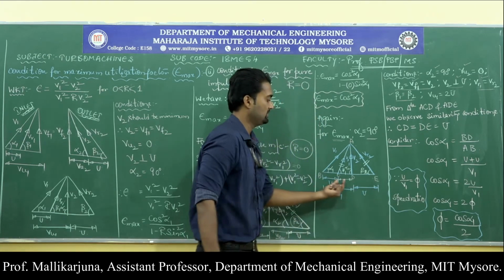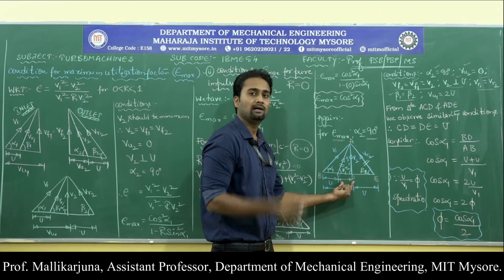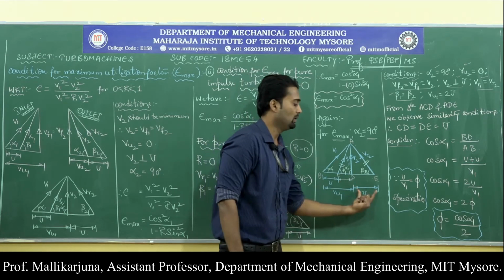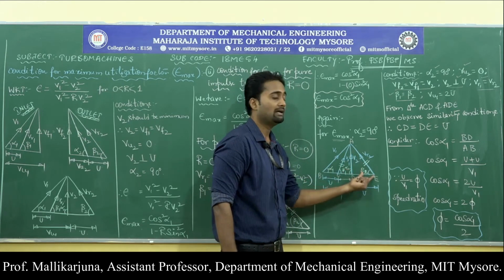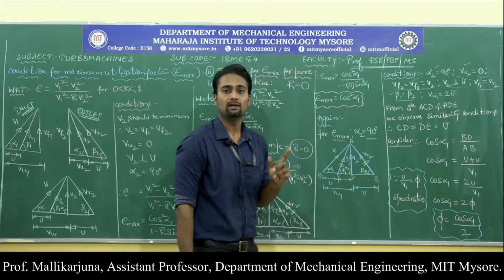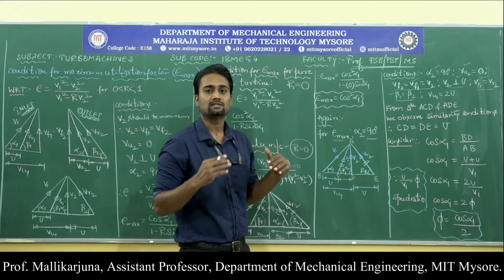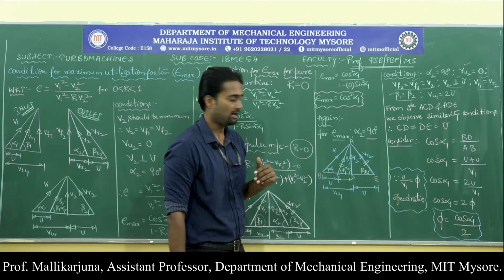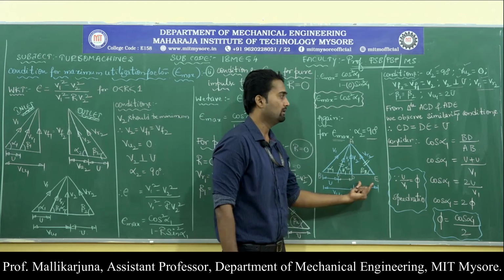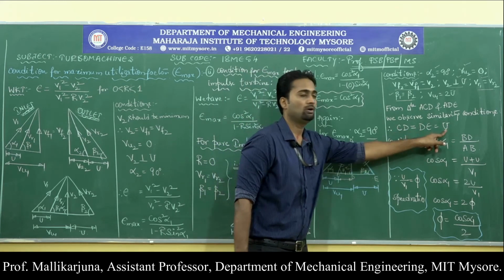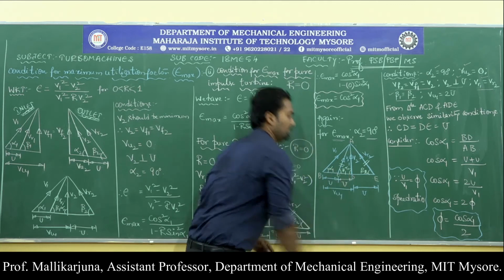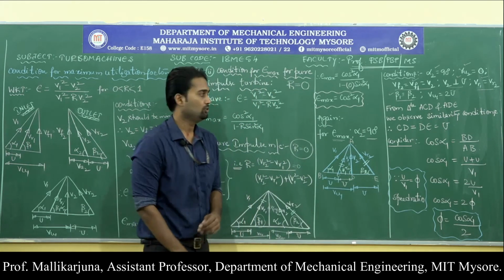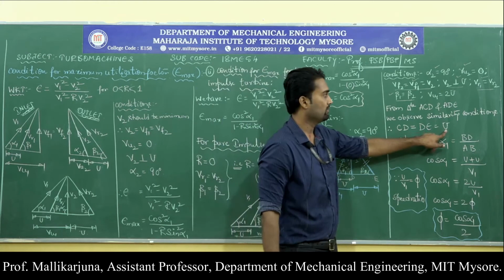I mean, the CD should be having the same value as that of DE, because two of the sides and the angle made by the sides are equal, so the other sides will be equal in a triangle. So CD should be equal to DE, which will be equal to U only. Now I have got the naming of this also, which is nothing but U. So that is what we have written over here.